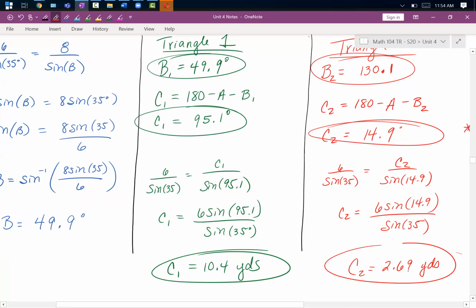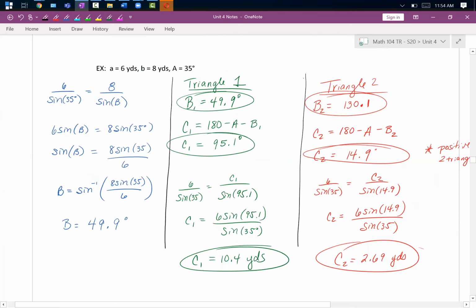2.69 yards. Ambiguous case? Definitely on the test. There'll probably be multiple questions on that next test involving the ambiguous case of law of sines. Oh, sorry, this should be 2.7 from rounding to the nearest tenth.